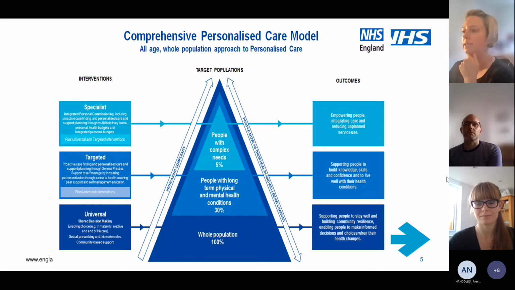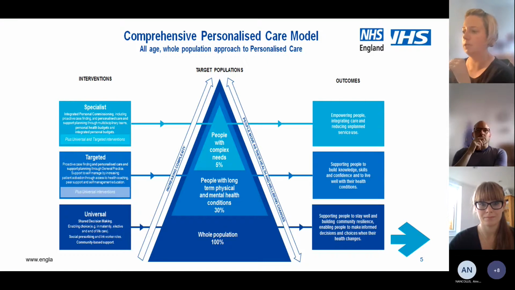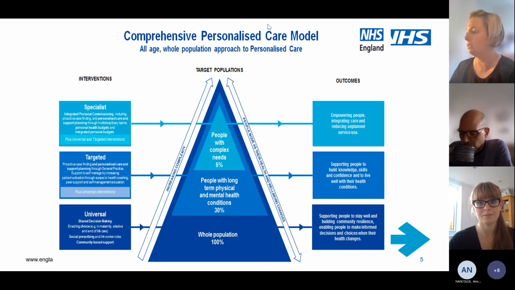So this diagram shows the personalised care triangle. At the bottom widest part of the triangle, in the dark blue colour, the whole population should have access to shared decision-making, choice and social prescribing, including community-based support. And people should be supported to stay well and make informed decisions when their health changes. So in the middle part of the triangle, which is the lighter blue colour, we have about 30% of the population who are experiencing long-term physical and mental health conditions. These people should have access to personalised care and support planning and support to self-manage by increasing patient activation through health coaching, peer support and education.